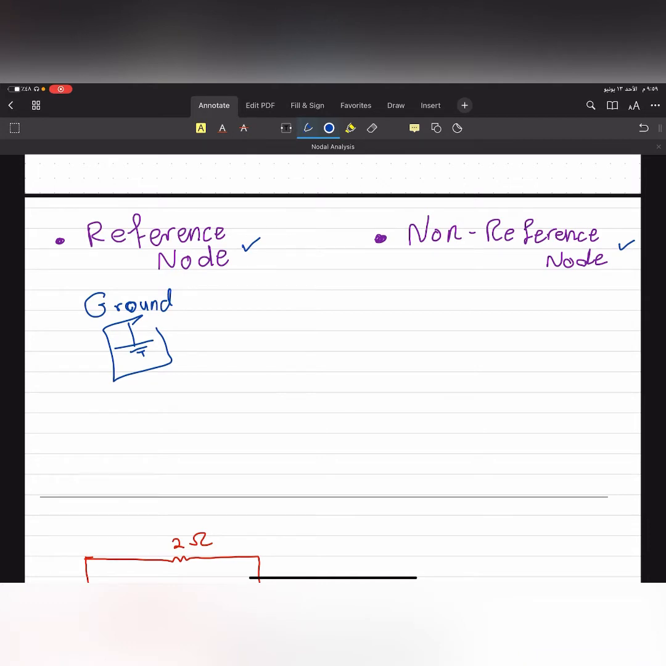So in all circuits, there will be a node that has the most branches. If there are two nodes with the most branches, one of them will be ground and the other one will be a non-reference node. The non-reference node is any node that is not the ground. So in any circuit there will be only one ground. You cannot have two grounds, okay?